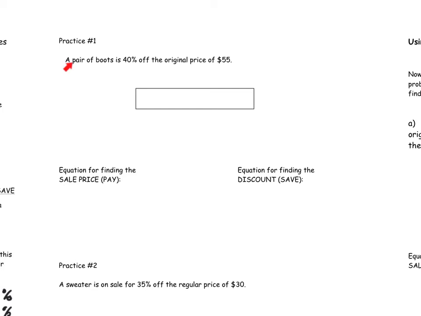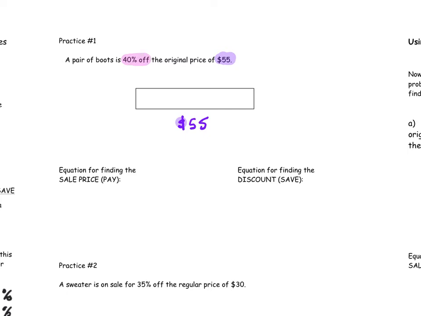So our first practice problem says a pair of boots is 40% off the original price of $50. So I'm going to look at the money first. And I see that the money says that it's $55. So this whole tape diagram is worth $55. That's the whole amount, the entire amount. But it also states that I get to take 40% off. They're giving us the discount.